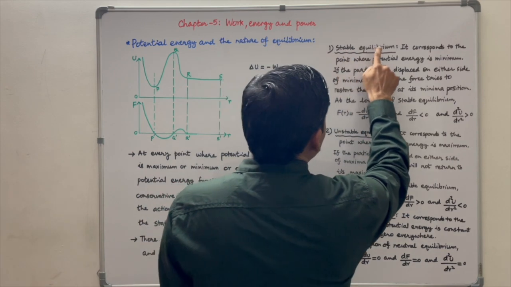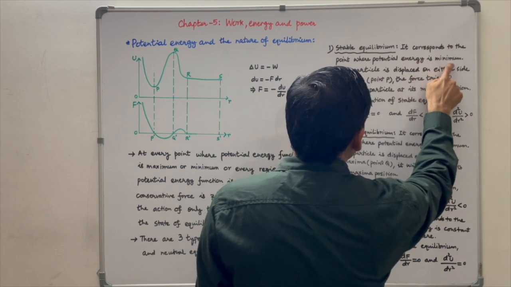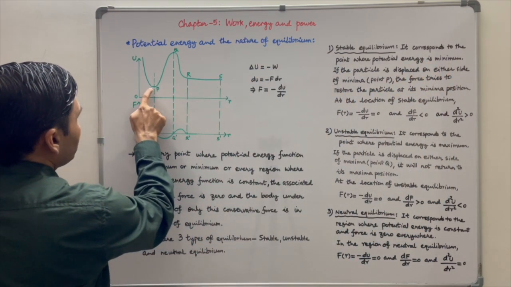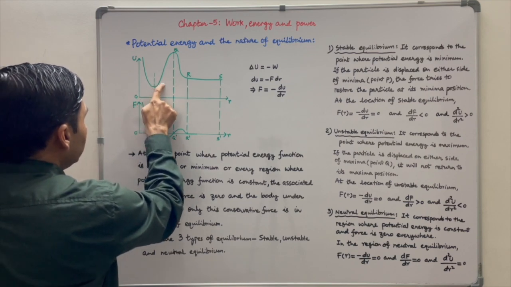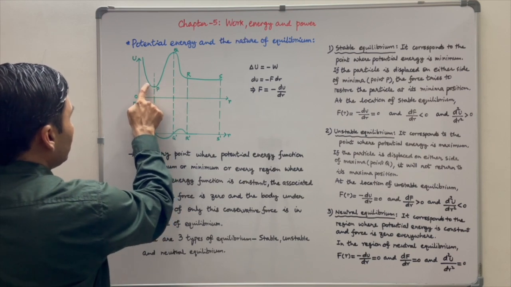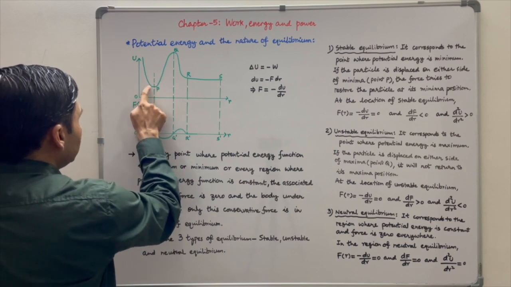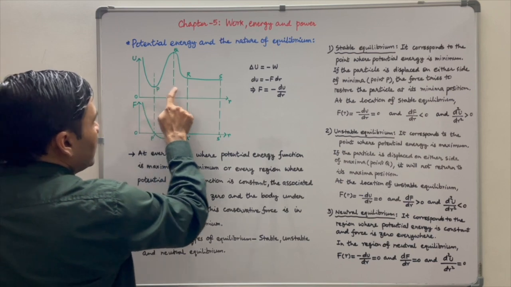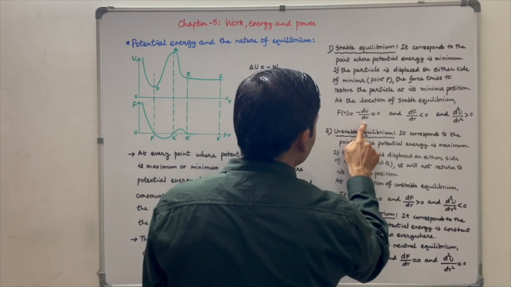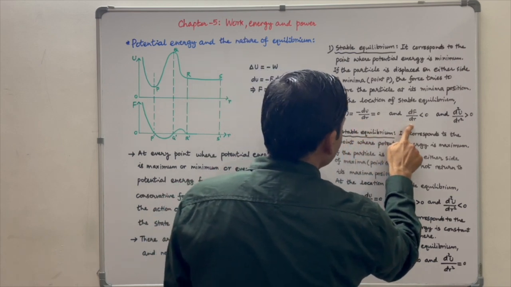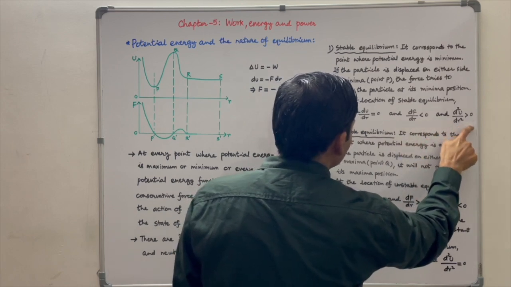First one is stable equilibrium. It corresponds to the point where potential energy is minimum. Suppose the particle is at point P. If it is displaced a little bit towards left or towards right, it will keep oscillating about point P till it settles down at P again. This part of the curve is known as potential well. Also, at the location of stable equilibrium, F is equal to minus dU by dr is equal to 0, dF by dr is less than 0, and d square U upon dr square is greater than 0.